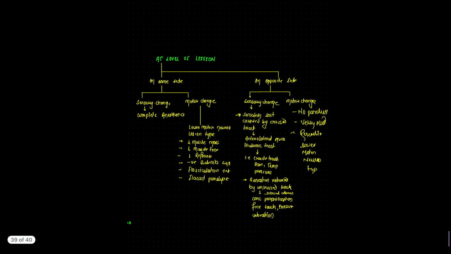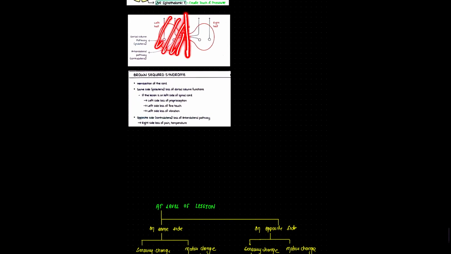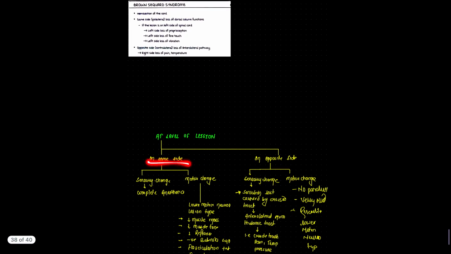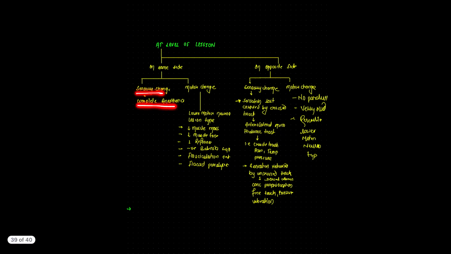Now talking about the level of lesion, on the same side. We will divide this into sensory change and motor change. On the same side there will be no work of this track also, because the one that was coming from the opposite side will be damaged as it comes in this side, since this part is totally damaged. So the sensory change will be complete anesthesia.